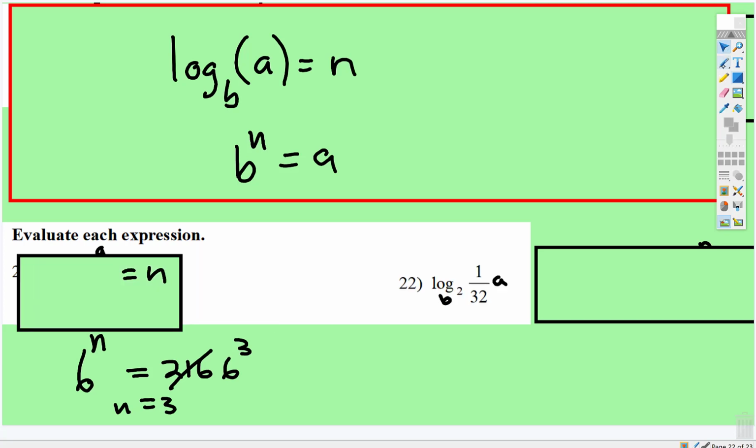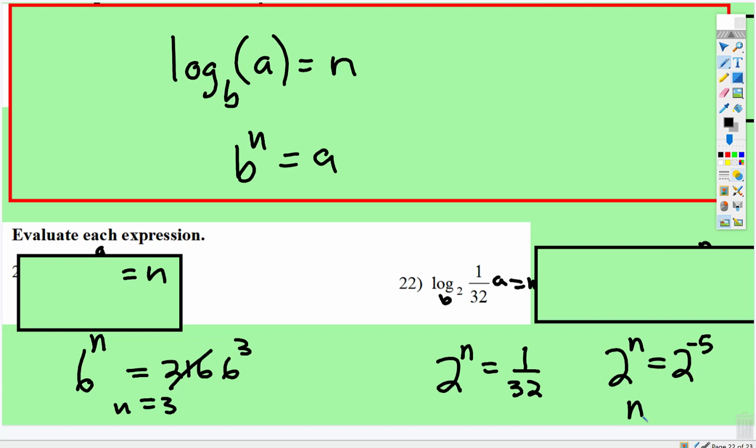So over here, we don't know the n, but we can rewrite that. Here's our base. 2 to the n is equal to 1 over 32. Well, 1 over 32 can be rewritten as 2 to the -5th. So we know that this would be -5 over there. Okay, that's it for rewriting logs to exponentials and exponentials to logs.